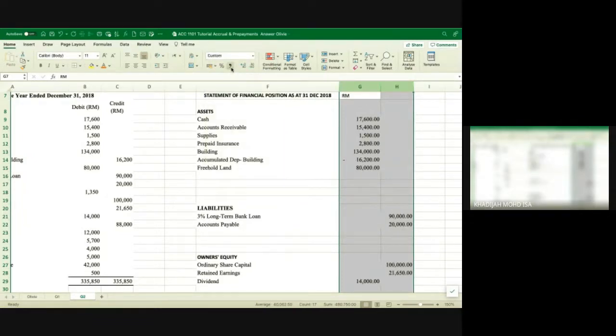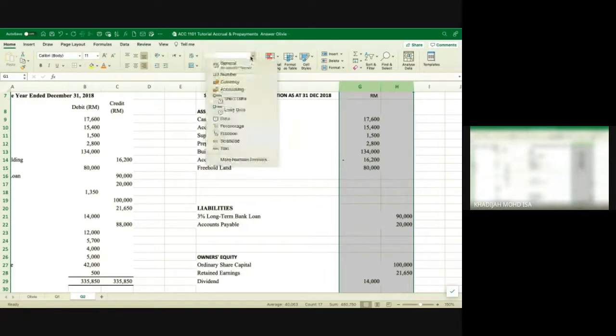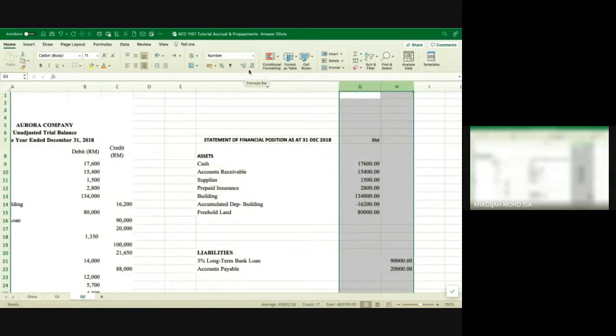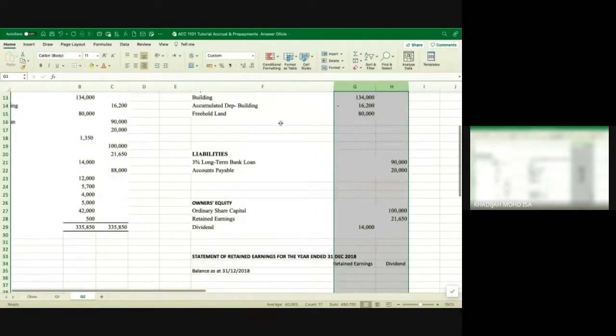Why doesn't it want this? It goes to the right? Why is it like that? Number? But I want it to be comma. Never mind, it's okay, don't worry.